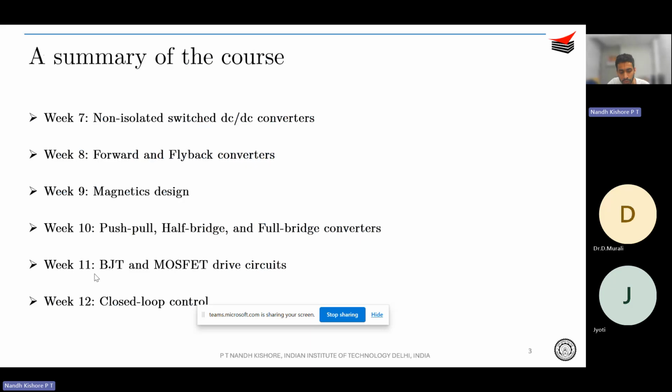So week number 12 would be about closed loop control, but anyway, I'm not touching that right now. But just to give a flavor, in closed loop control the idea is that you want to regulate the output voltage because you may be driving an LED load or charging up a battery. In that case, what you want is to regulate the output voltage to the set value. And in doing so, you also want to maintain the current. That is, you don't want the current to exceed a set value or go to a very high value that the devices may get damaged. So you have the current control and you have voltage control. And in order to do that, we take the help of control systems.